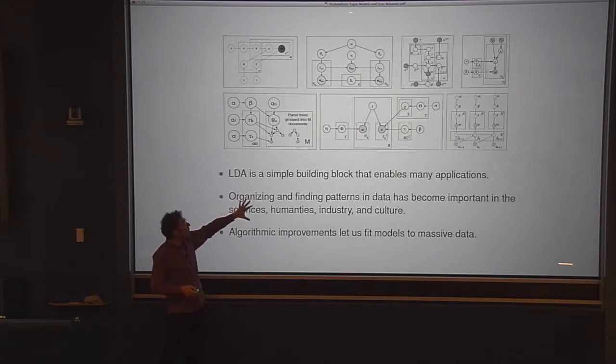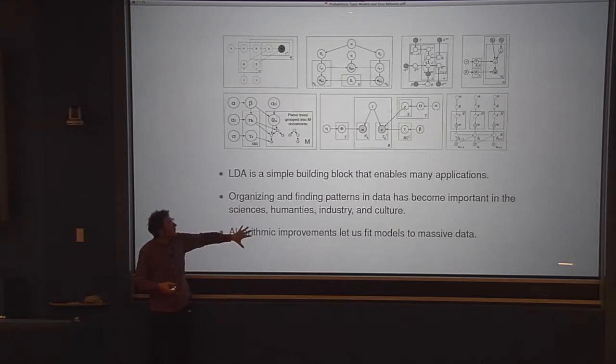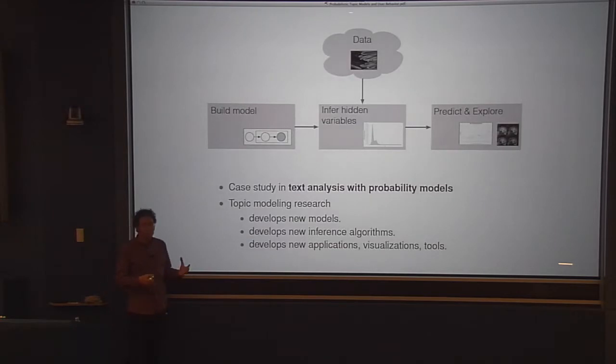What's happened, of course, is that organizing and finding patterns in large data sets has become important in many fields, in social science, natural science, the humanities, industry, culture. And algorithmic improvements to LDA and, more broadly, graphical model inference let us fit these kinds of models to massive data sets. Again, I'll get to this more at the end of the talk, but I want to say it here now in case we don't get to the end. That LDA really can be thought of as a case study, or topic modeling can be thought of as a case study in doing text analysis with probability models.